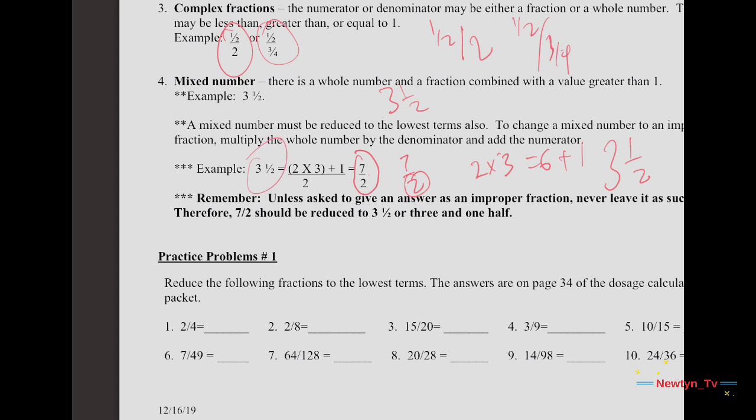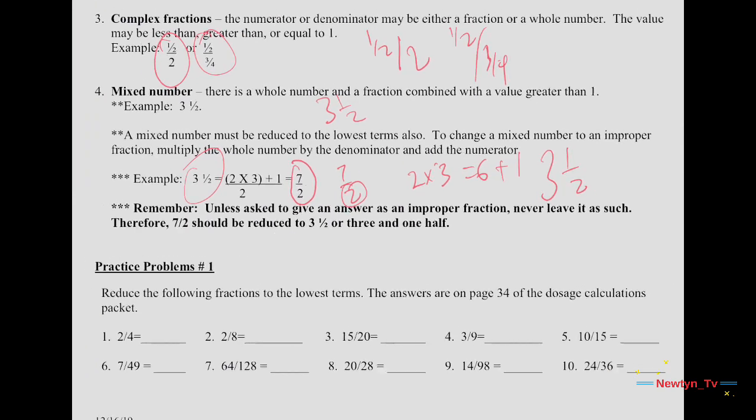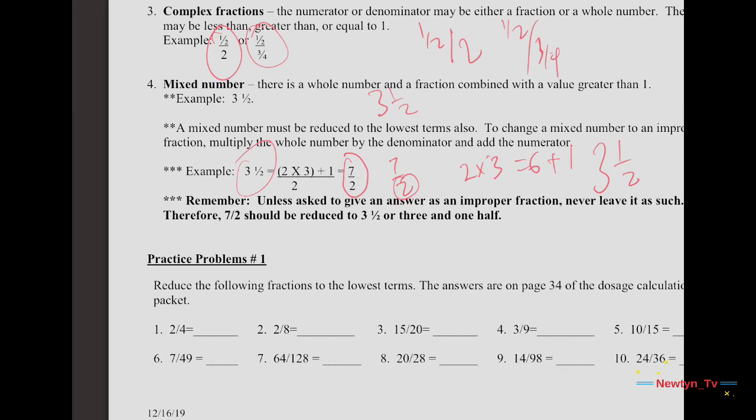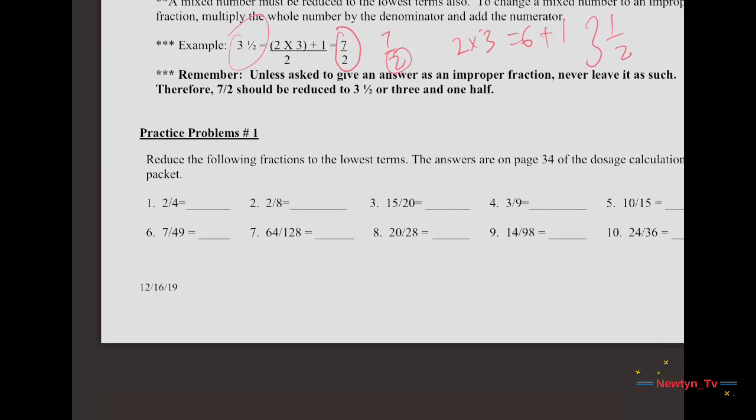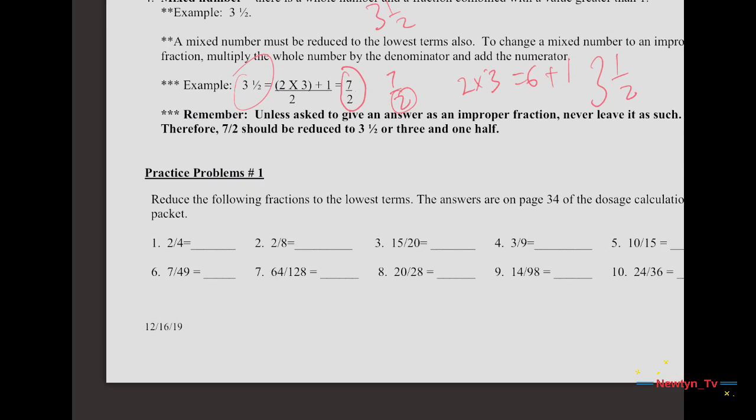Now remember that unless asked to give an answer as an improper fraction, never leave it as such. Whenever you get an improper fraction, never leave it, because you are going to get it wrong. Always put it in the mixed fraction form, because in the mixed fraction we get a whole number and a proper fraction. Now we have some problems right here. You can pause the video and try to use whatever I've explained here to do this practice problem.